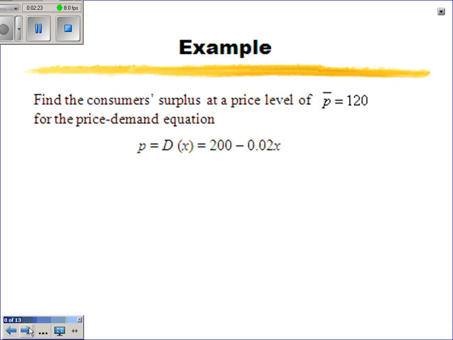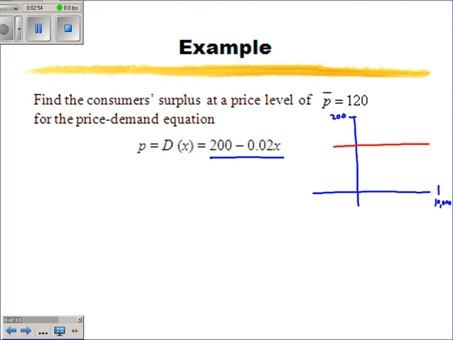So, okay, let's say we're given this price-demand equation, which is a straight line. If you graph this line, I see the y-intercept is at 200. If I found the x-intercept, it's going to hit the x-axis down here at 10,000. What I want to find first is, for the price level of 120, that's the value we're going to be interested in. So I'm going to draw that 120 in here. Here's P equal 120. That's P bar.